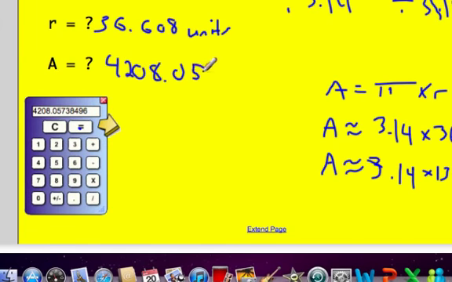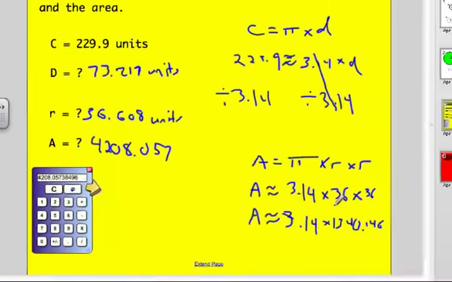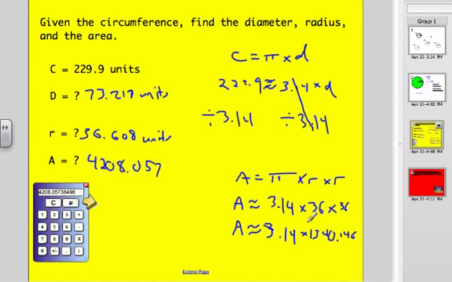And just to be sure I didn't make an error there, we do 3.14 times 1,300. I think that's about right. 1,300 times 3 would be 3,900. So we're in good shape.